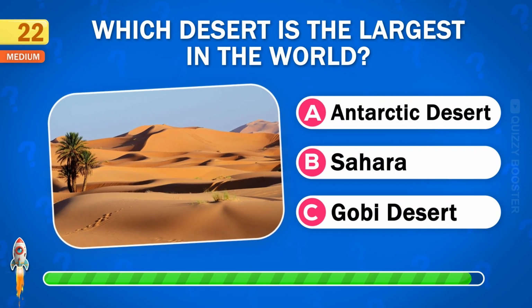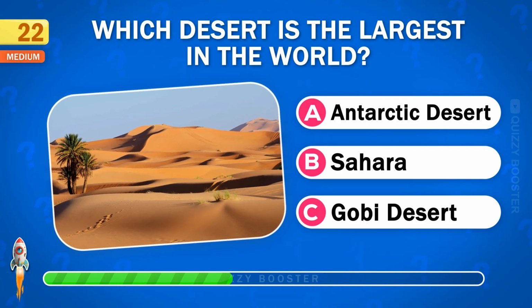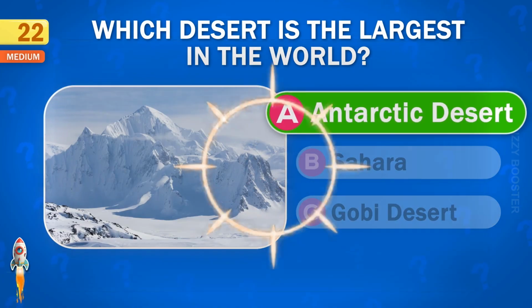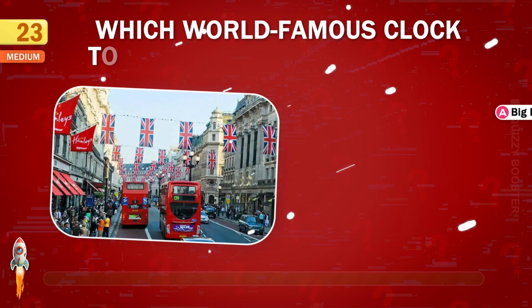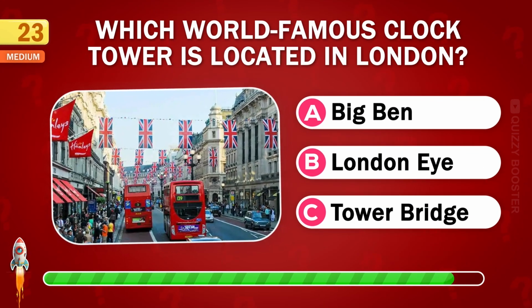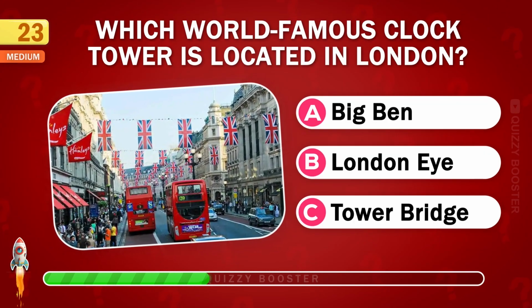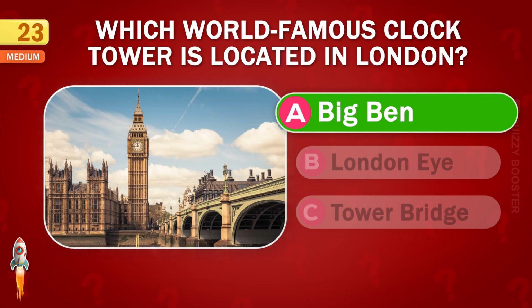Which desert is the largest in the world? Antarctica, the largest desert by area. Which world-famous clock tower is located in London? Big Ben, one of London's most famous landmarks.